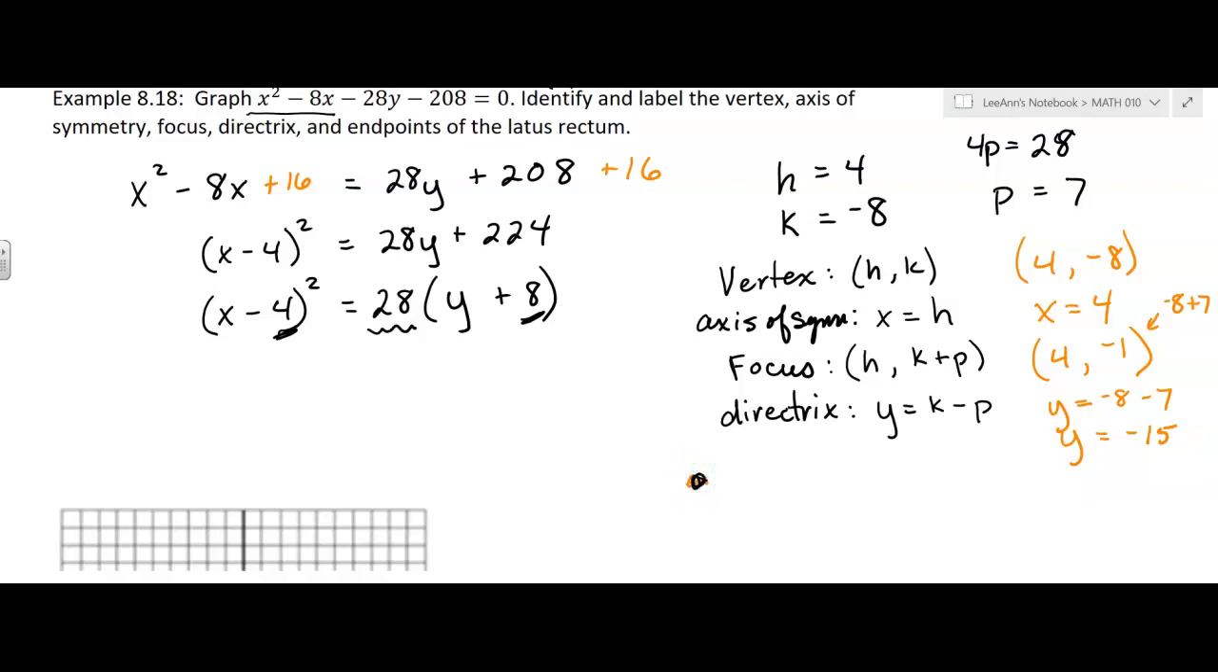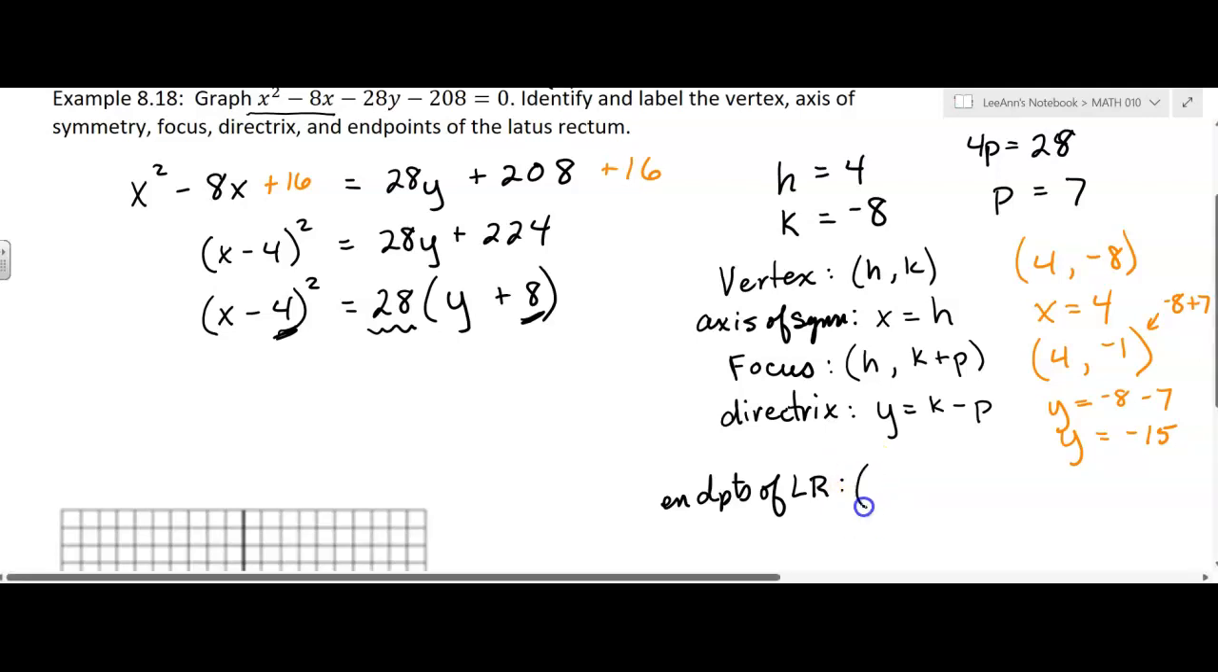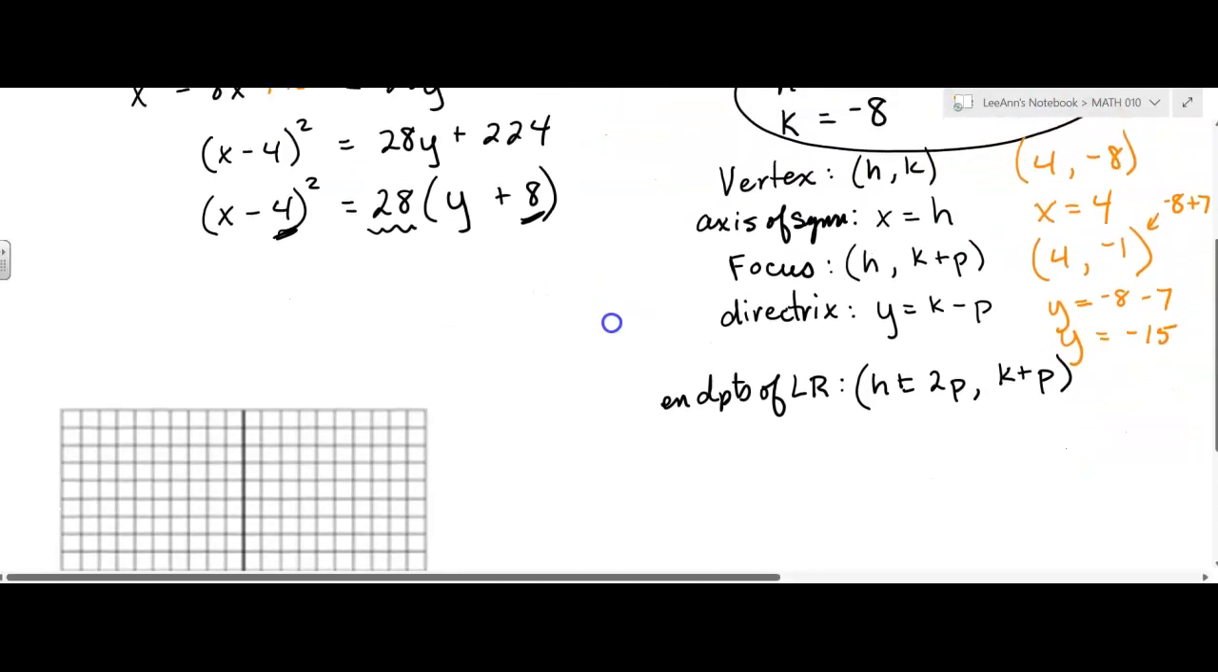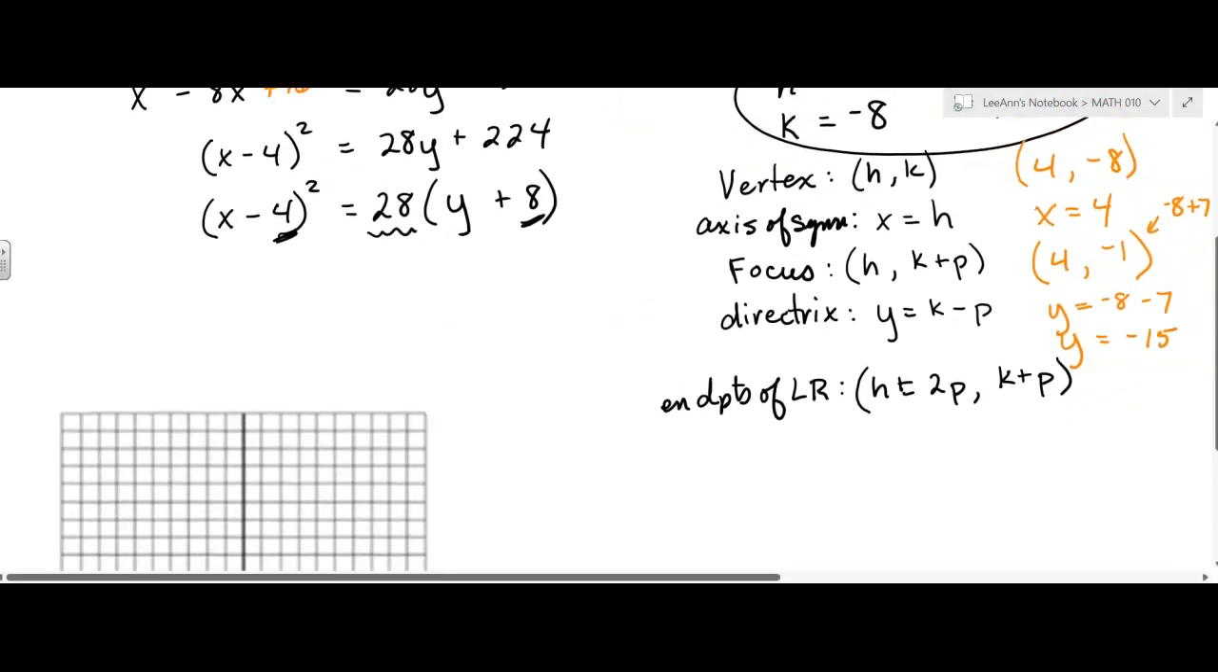Okay, we did the directrix and now the endpoints of the latus rectum. And you can find all of those formulas on our little page of notes that we had. So the endpoints are going to be h plus or minus 2p, comma, k plus p. Now we know everything from right up here. We know what h, k, and p are. So we can just put those in.